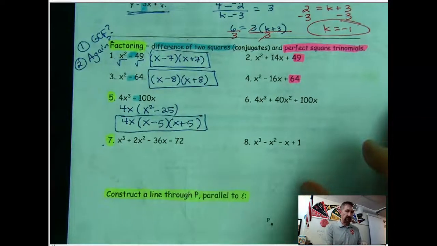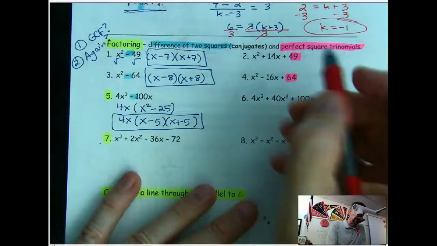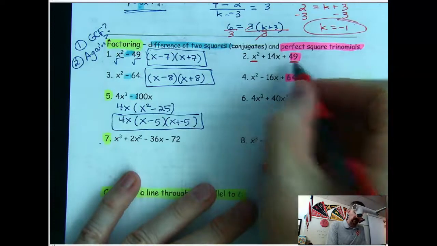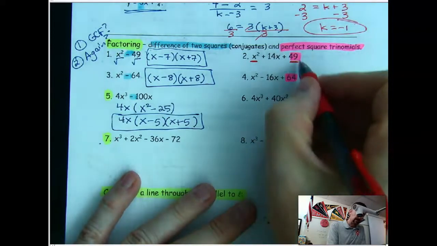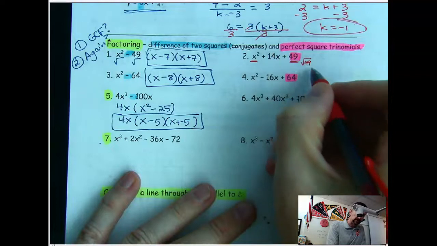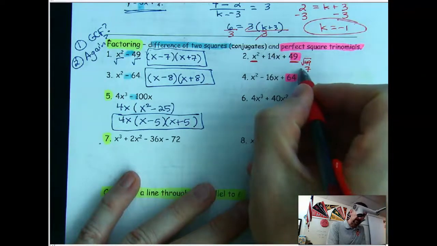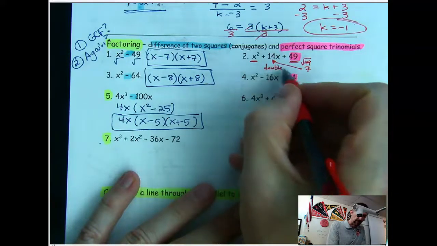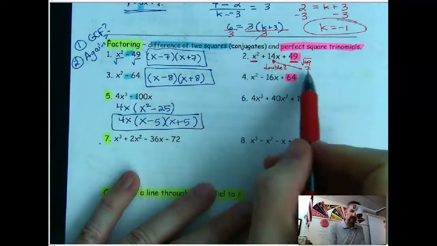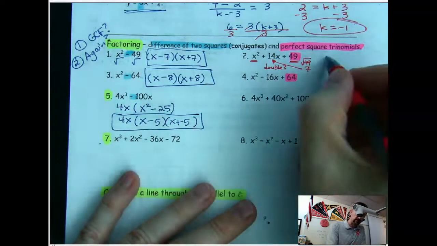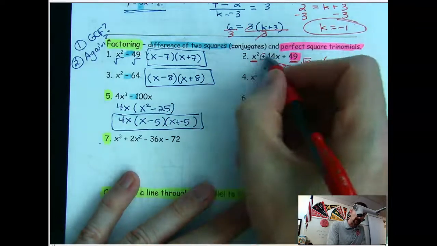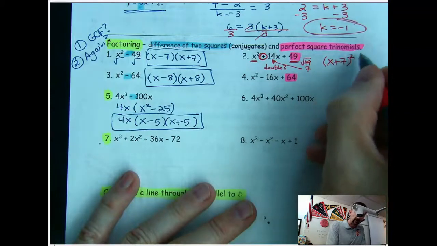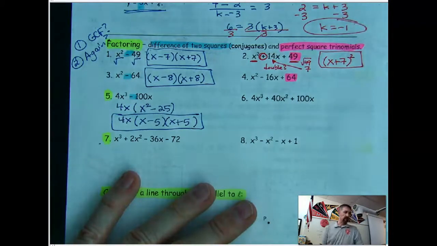So let's move over here. Now, if this is a perfect square and this is a perfect square, then you want to take the square root of this. So the square root of this is 7. And you want to check to see, is this double? If this is double that, then it's a perfect square trinomial, and it factors to x, whatever this sign is, and whatever this square root is, squared. Okay?